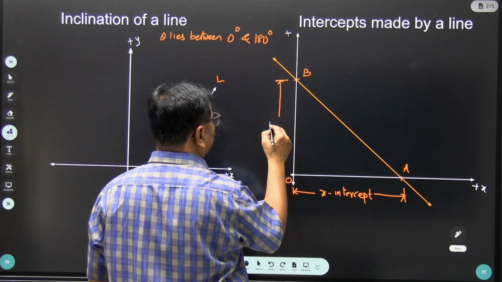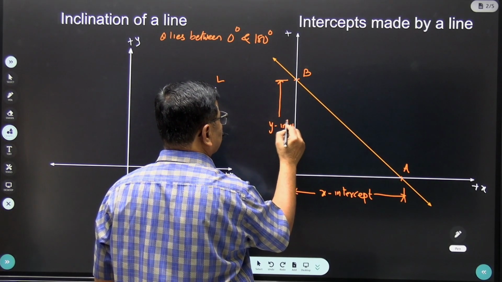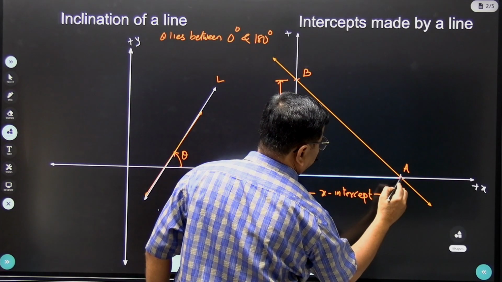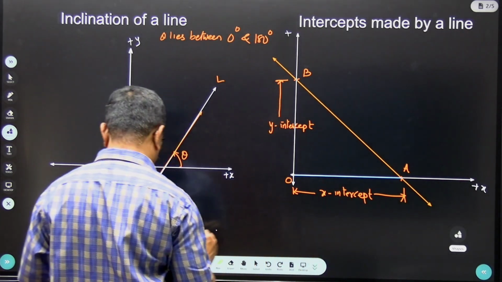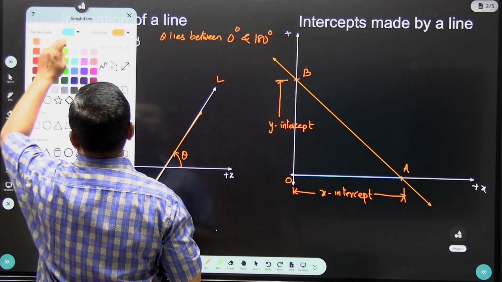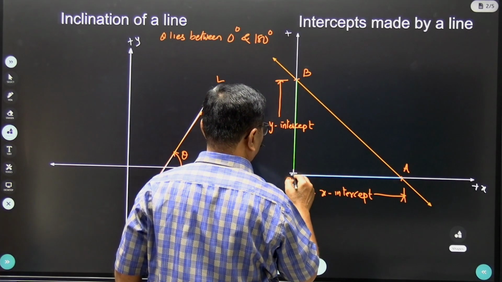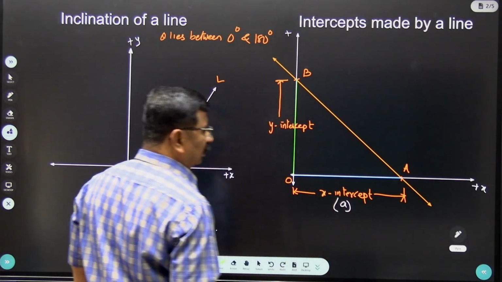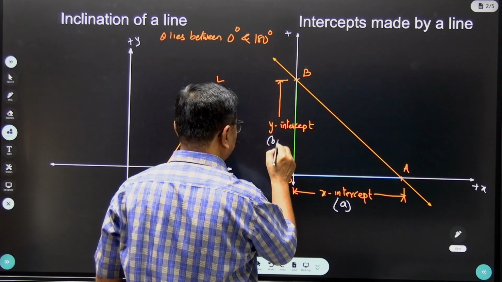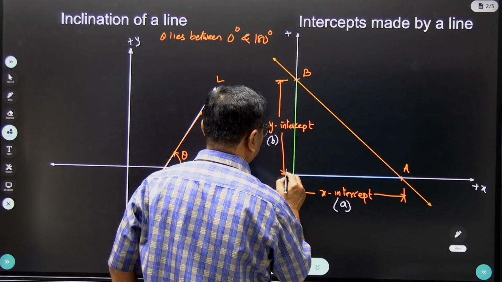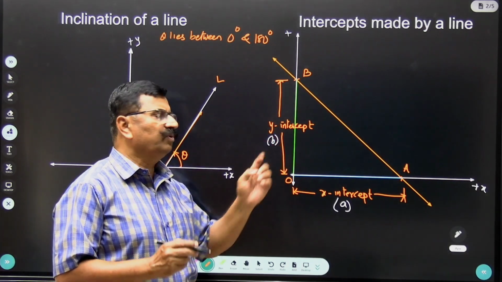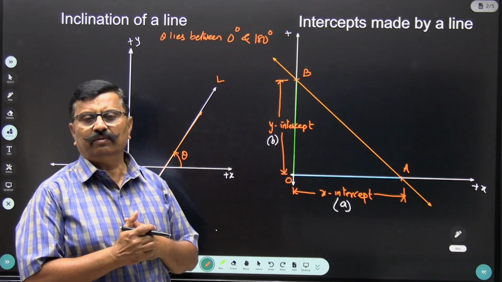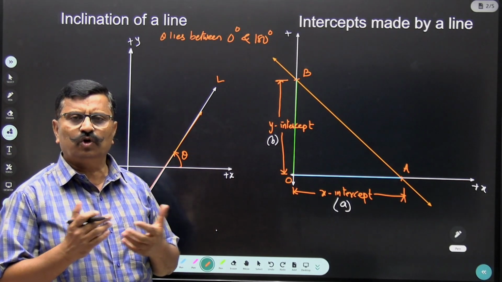Then this OA distance which is measured along x-axis is known as the x-intercept, while OB distance which is measured along y-axis is known as the y-intercept. So this OA is the x-intercept denoted by A, while OB is the y-intercept, it is denoted by B. Now this x-intercept and y-intercept may be positive, may be negative, depending on the inclination of the line or the slope of the line.